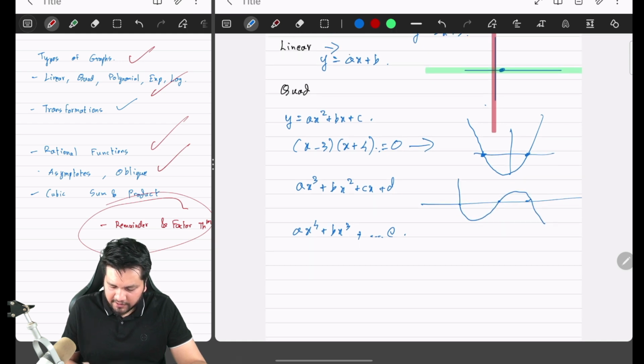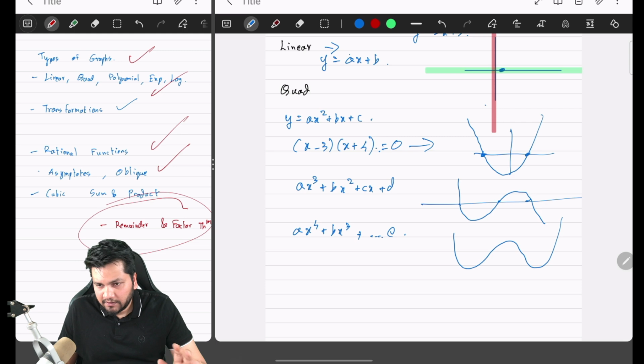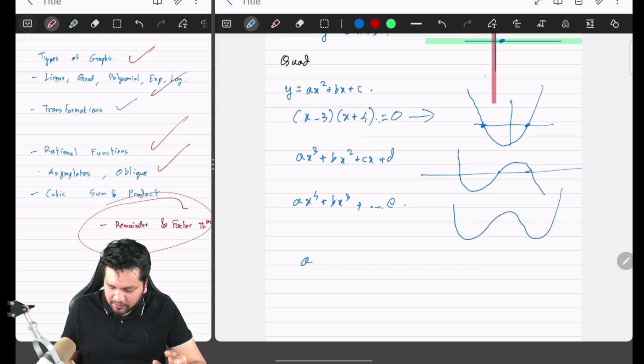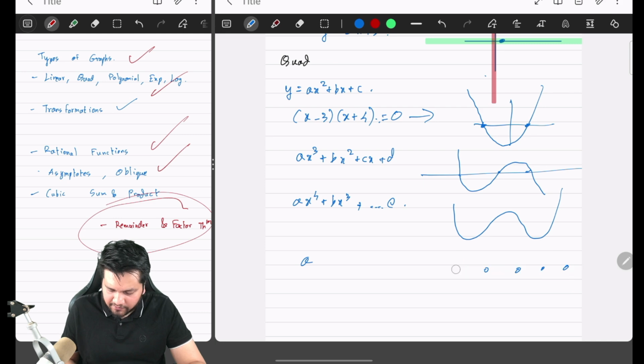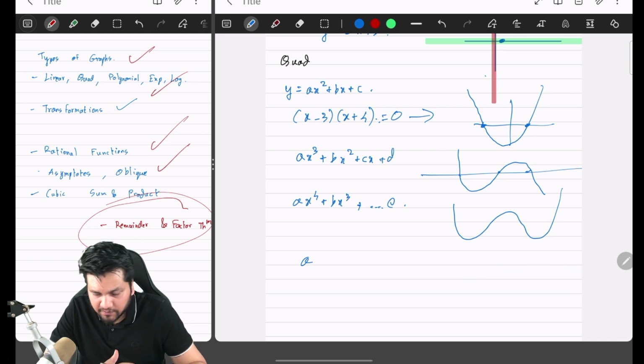If I talk about ax to the power of 4 and something like that, this is what we get. X to the power of 5 and so on, so it's going to be this, this, this and this. And as you can see, 1, 2, 3, 4 and 5 points of intersection you're going to get. That is nothing but your x-intercepts. So maximum 5 roots you're going to get. See, I'm talking about maximum roots.